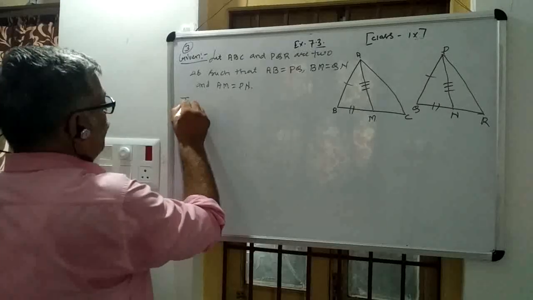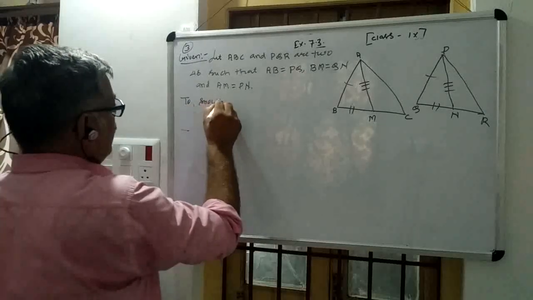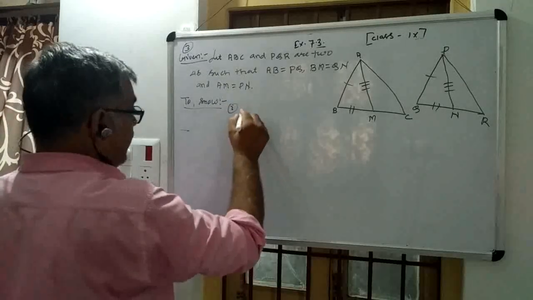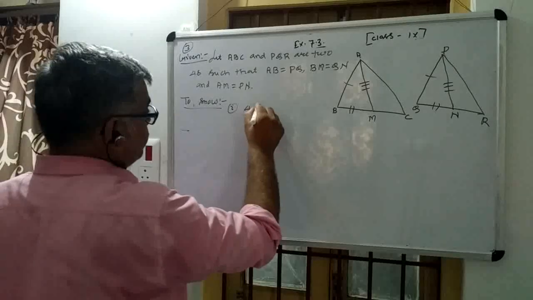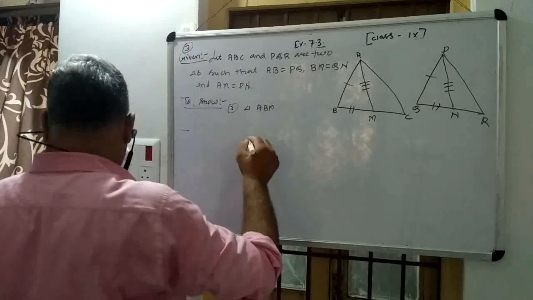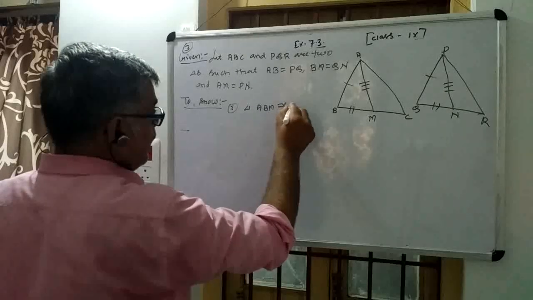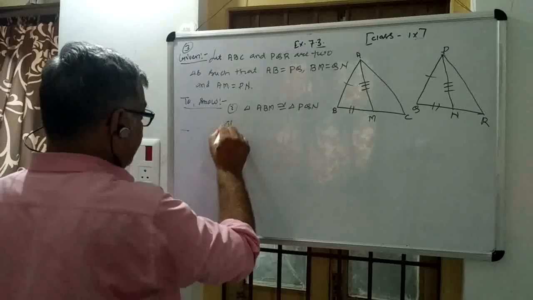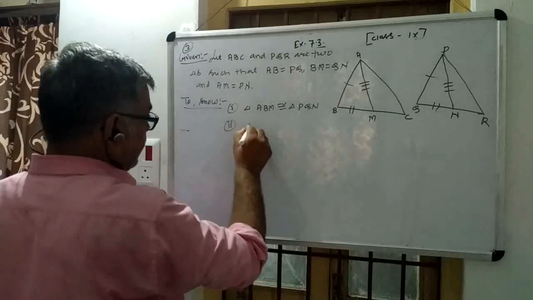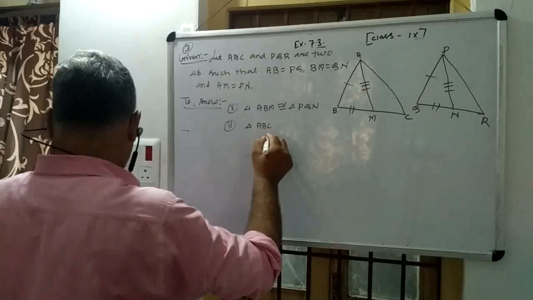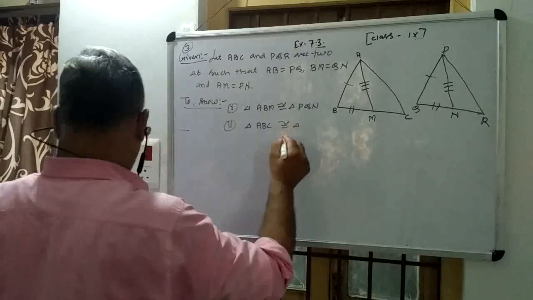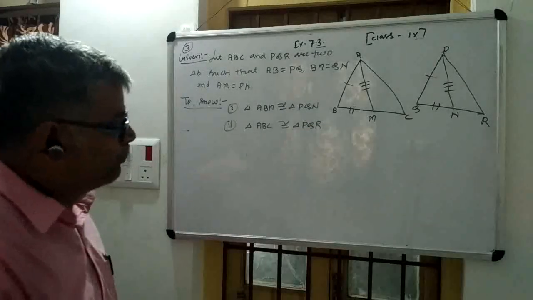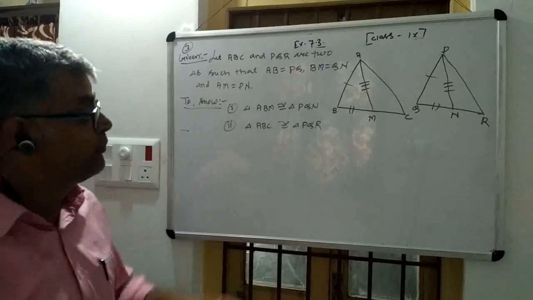Now we need to show. What we need to show? Number 1: triangle ABM is congruent to triangle PQN. And second, triangle ABC is congruent to triangle PQR. These two conditions have to be proved. First, you see the figure.